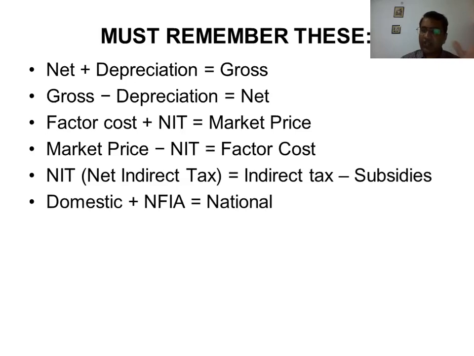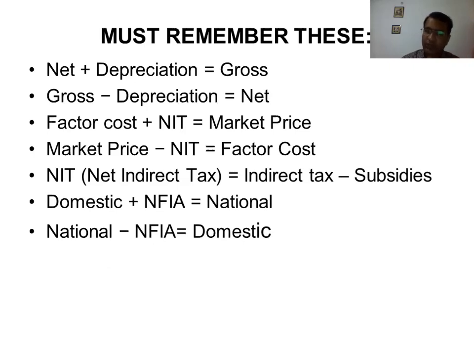Then the question arises of domestic and national. Domestic plus net factor income from abroad is national income, or national minus net factor income from abroad is domestic. So if domestic is given, we add net factor income from abroad, then that becomes national. Or if national is given and we need to calculate domestic, then we reduce net factor income from abroad. The remaining is domestic. In this way, we can calculate any concept. These are the most important concepts which you should keep in mind.